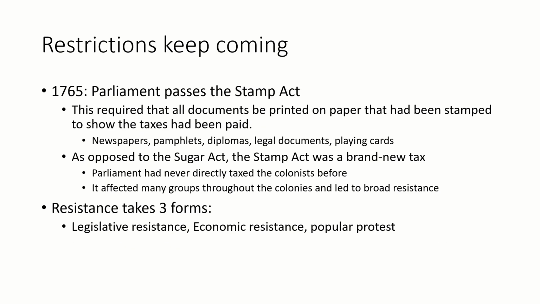By March of 1765, Parliament passes the Stamp Act, which required that many documents be printed on paper that had been stamped to show that the taxes had been paid on them, including newspapers, pamphlets, diplomas, legal documents, even playing cards. And so it's important to know for quiz purposes the difference between the Sugar Act of 1764, which was an attempt to get merchants to pay something like a tax that already existed, and the Stamp Act, which created a brand new direct tax.